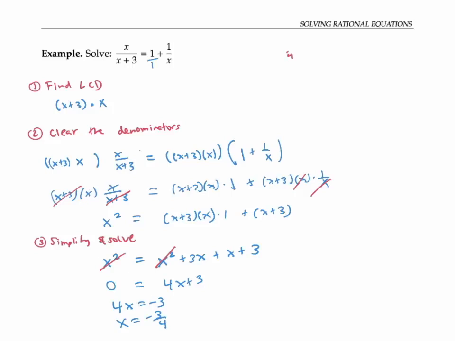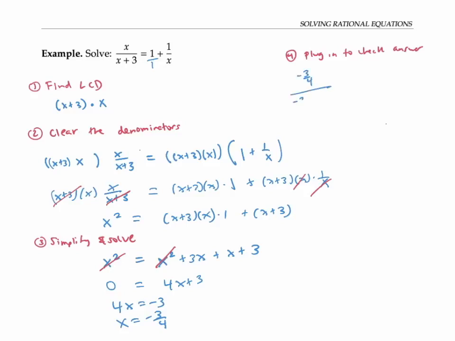Finally, I'm going to plug in my answer to check. This is a good idea for any kind of equation, but it's especially important for a rational equation because occasionally for rational equations you'll get what's called extraneous solutions, solutions that don't actually work in your original equation because they make the denominator 0. Now in this example, I don't think we're going to get any extraneous solutions because negative 3/4 is not going to make any of these denominators 0. So it should work out fine when I plug in.